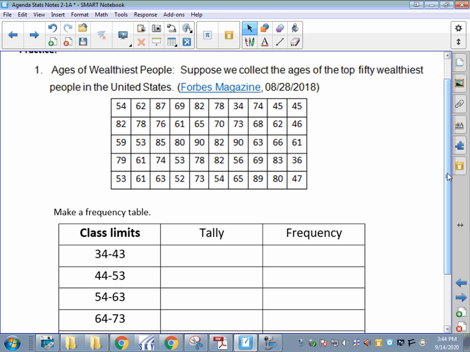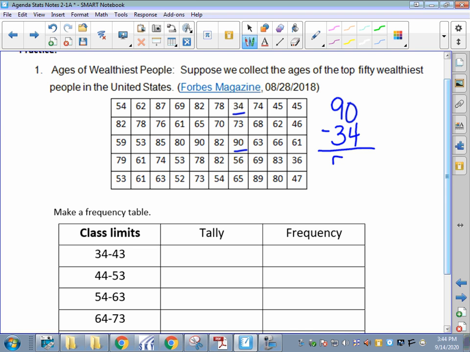I need to find my highest and my lowest values, my upper and my lower class limits. Well, it looks like to me, tell me if I'm wrong, I think 90 is the highest. And what do we got for our lowest? I see a 36. 34? Is 34 our lowest? So if I do my 90 minus 34, my range is 56.